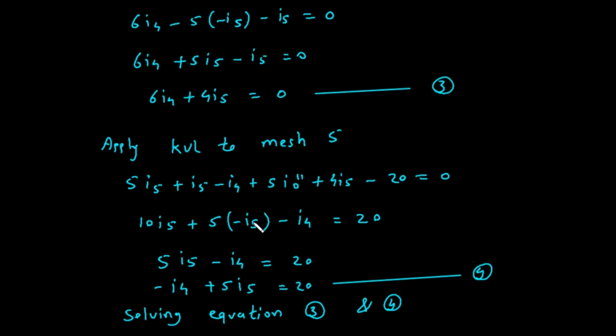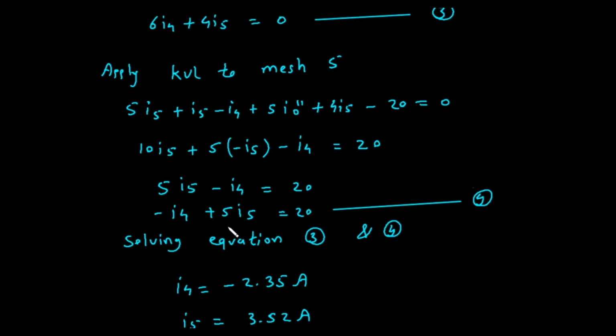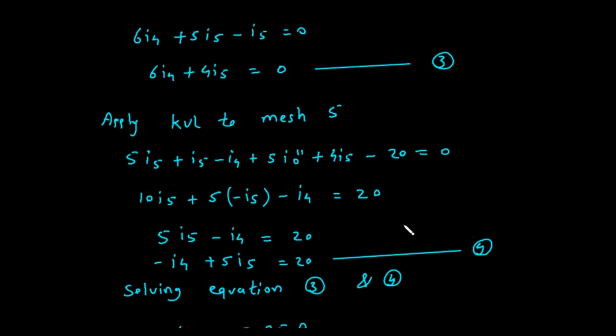Now, substitute I sub O double prime with negative I sub 5. 10 I sub 5 minus I sub 4 plus 5 times negative I sub 5 minus 20 equals 0. 10 I sub 5 minus I sub 4 minus 5 I sub 5 minus 20 equals 0. Combining like terms gives 5 I sub 5 minus I sub 4 equals 20. Or, negative I sub 4 plus 5 I sub 5 equals 20. Let's call this equation 4.